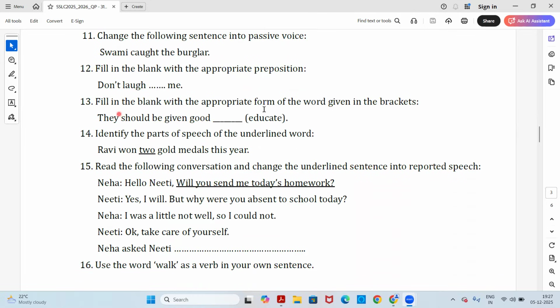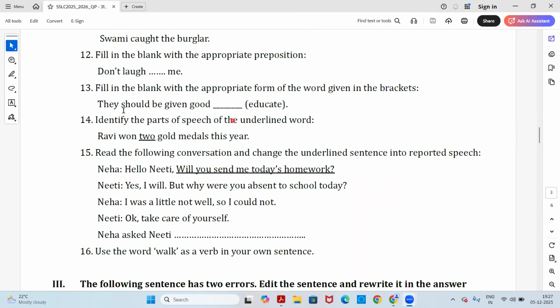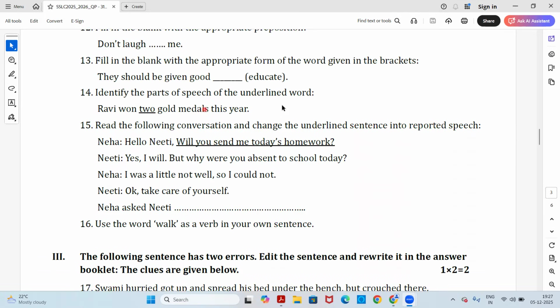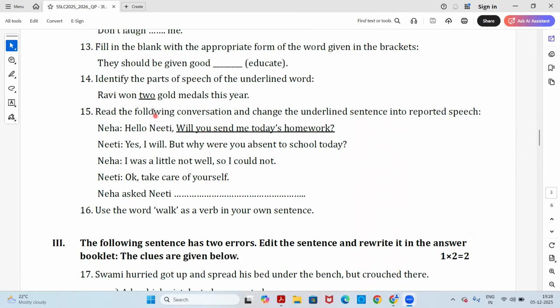Next, fill in the blank with the appropriate form of the word given in the brackets. They should be given good dash. Educate is given in the bracket. So what form of this word will be the right answer? You need to write that. Okay. Identify the parts of speech of the underlined word. Ravi won 2 gold medals this year. So which part of speech is that? You need to pick it up and write that. You have to find out and write that.